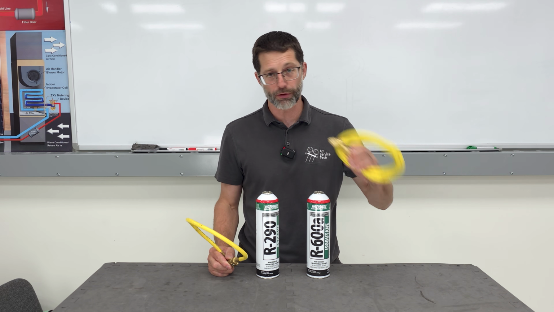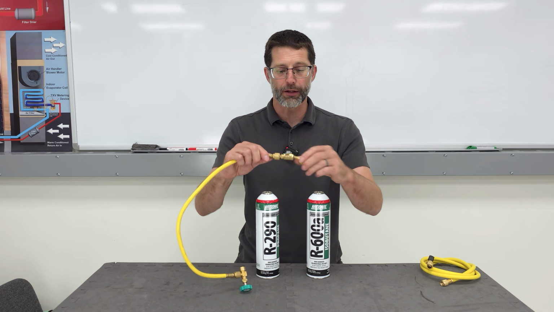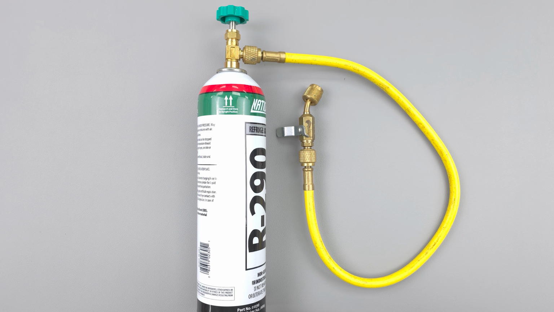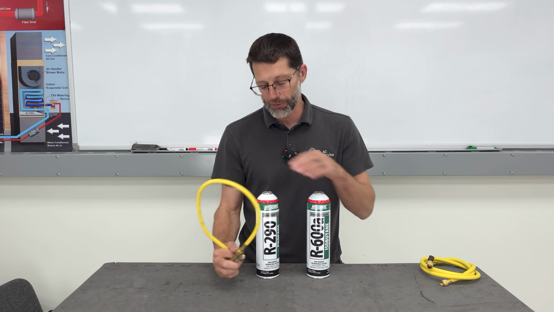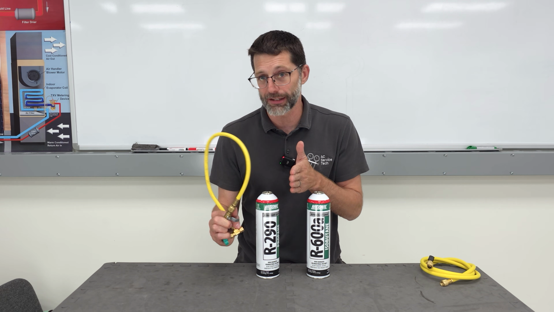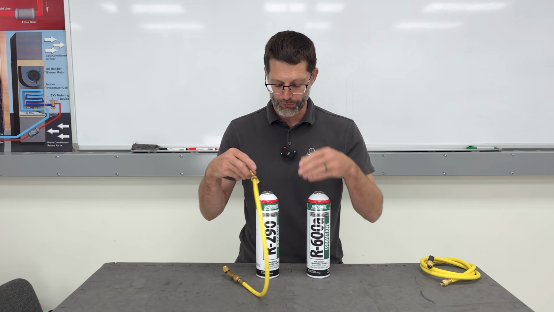So we don't want to use a 5-foot hose. We just use, say, a 2-foot hose. However, we do want some type of a manual valve on the end of the hose in order to control the charge as we're charging, because these systems that we're adding this refrigerant into are critically charged. That means they have to have exactly the amount of refrigerant that's needed in them. So it can't be accidentally overcharged.